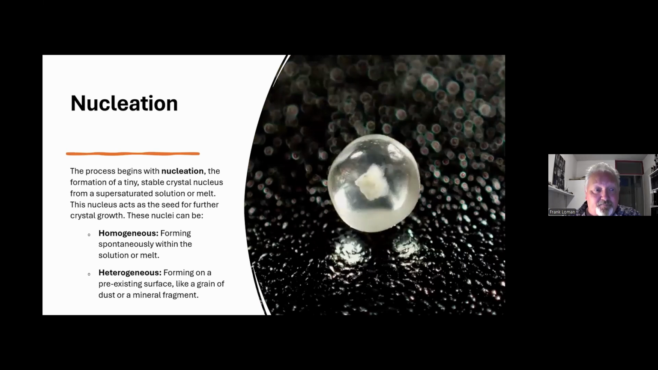Nucleation. The process begins with nucleation. It's the formation of a tiny stable crystal nucleus from a supersaturated solution or melt. This nucleus acts as the seed for further crystal growth. These nuclei can be either homogeneous, forming spontaneously within the solution or melt, or heterogeneous, forming on a pre-existing surface like a grain of dust or a mineral fragment.